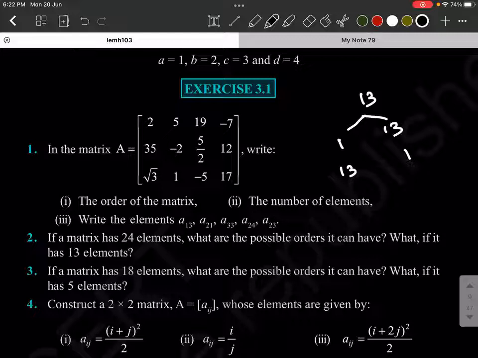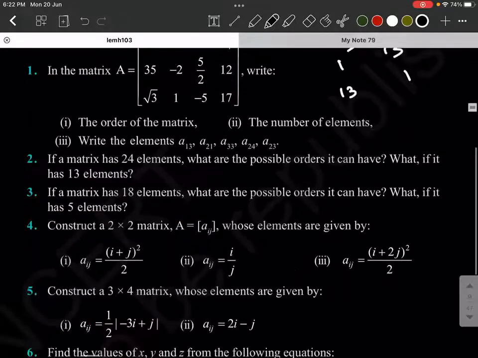What if it has 5 elements? Again a prime number: 1 by 5 and 5 by 1. Construct a 2 cross 2 matrix A equal to [aij] whose elements are given by aij equal to (i plus j) the whole squared divided by 2.